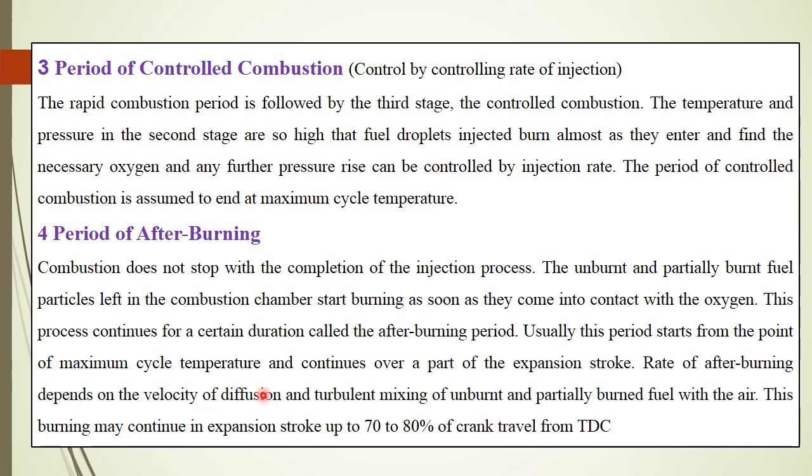So the period of controlled combustion is assumed to end at the maximum cycle temperature. The period of uncontrolled combustion ends at the maximum pressure in the curve. This ends at the maximum temperature. Then fourth, the period of after burning.